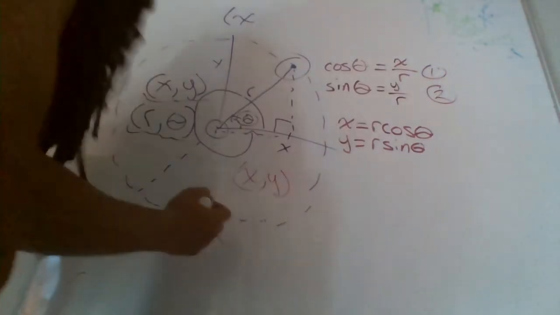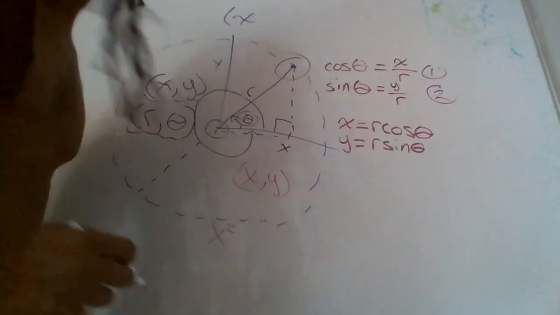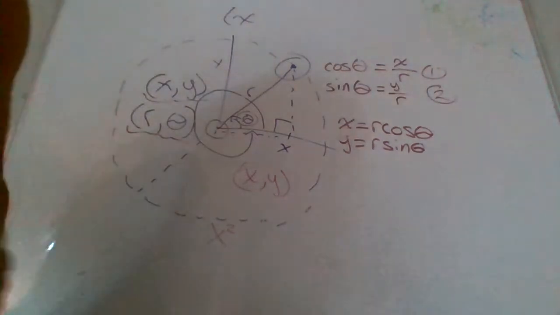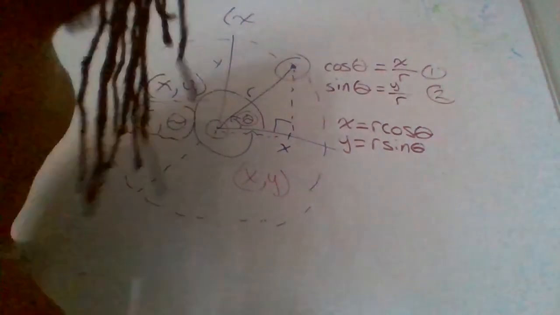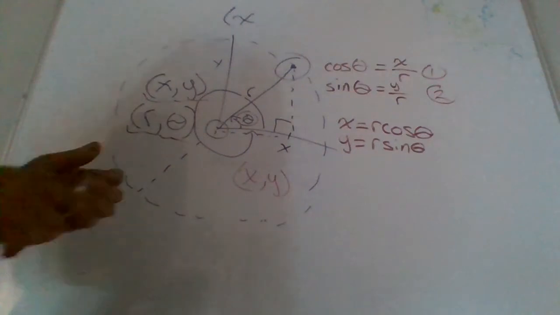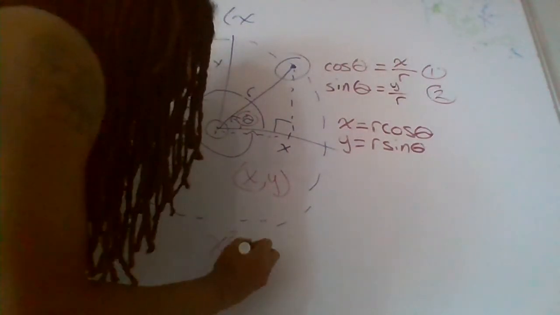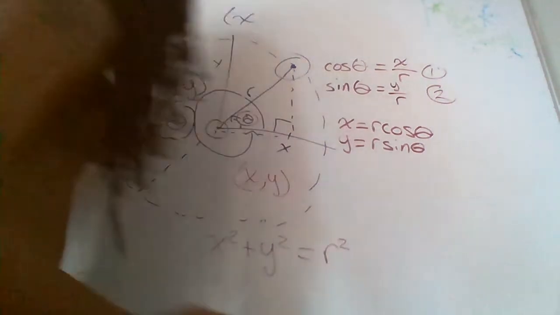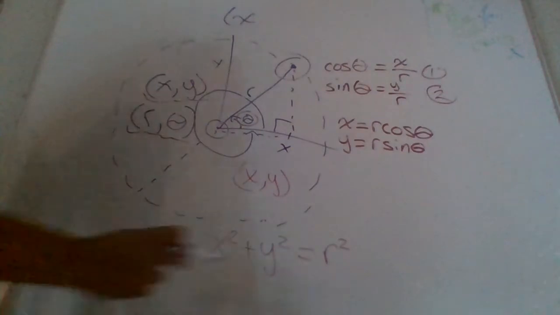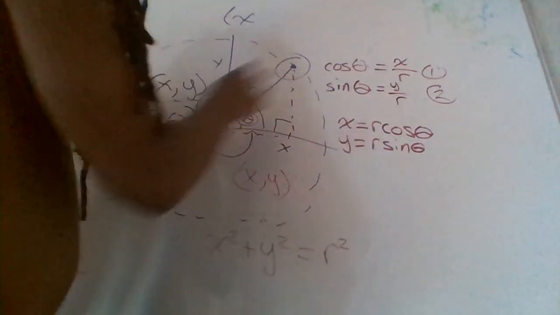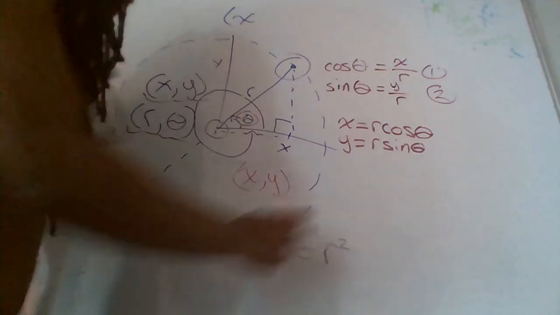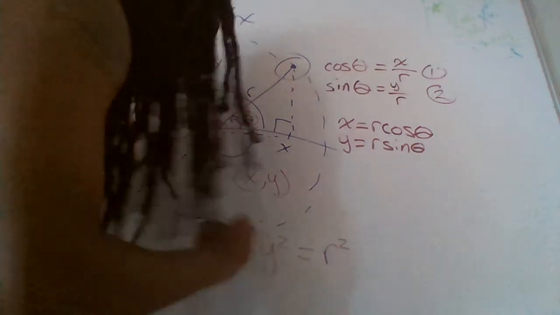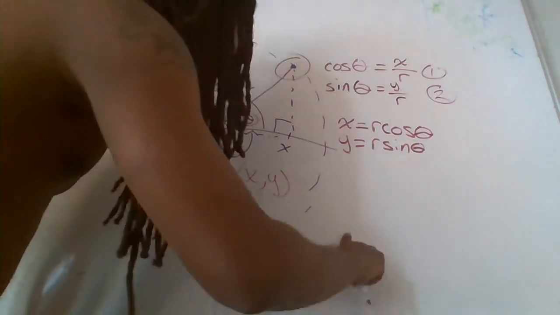So we know that from our trig class that x squared plus y squared is equal to r squared. Right? So if we want to solve for r in our equation, then r is easily found by just taking the square root of both sides.